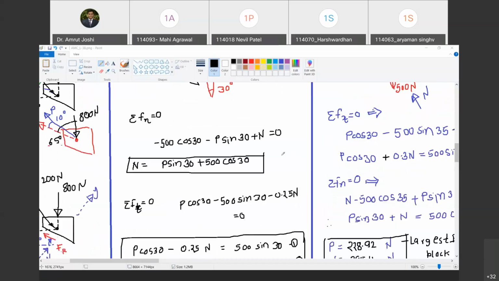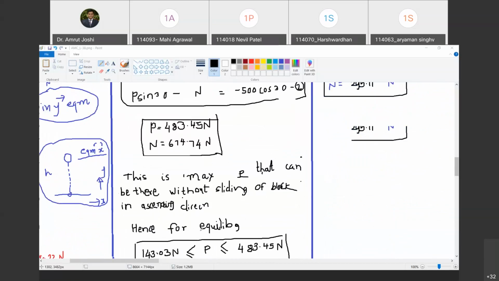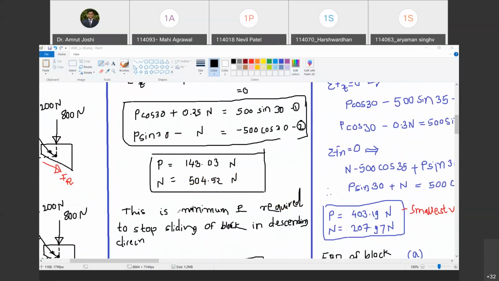Now if we solve these two equations simultaneously, we get the value of P equal to 483.45 Newton. So this is the maximum value of P that can be there without sliding of the block in ascending direction. If you increase P beyond this, the block is going to start sliding in upward direction. Happy? Yes, sir. And what was the earlier value of P? This is the minimum value of P required to stop sliding of the block in descending direction.